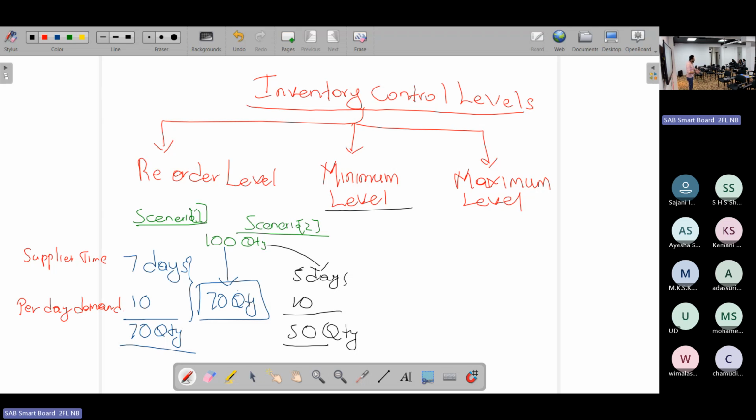So you can't keep 200, you can't keep 150, but at the same time you can't keep the stock level equal to your demand. A little bit more you should keep. That little bit more amount is called maximum level. In our example, let's say 120 is the maximum level. How can this maximum level be determined? There's an equation we have.